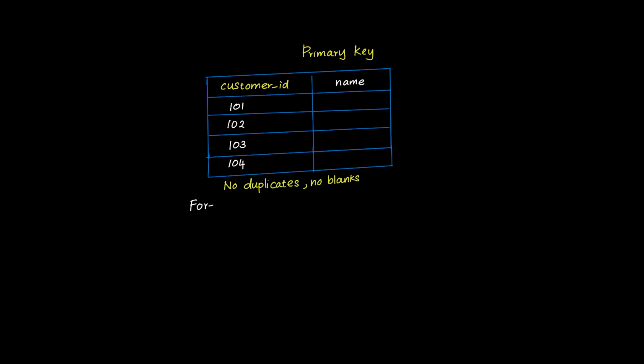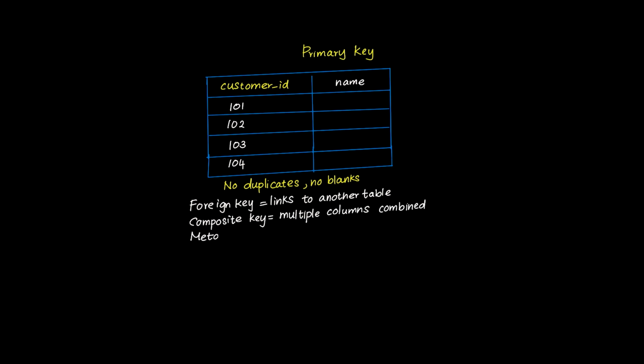A foreign key is different. It links data between two tables by referencing another table's primary key. It doesn't guarantee uniqueness within its own table. A composite key is a primary key built from multiple columns combined, but the question specifies a single identifier column. Metadata describes data, things like file type, creator, and dates. It doesn't act as a record identifier inside a table.